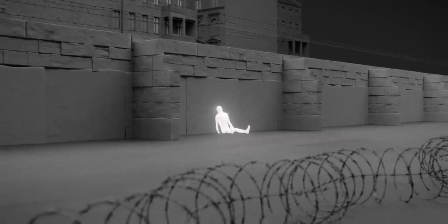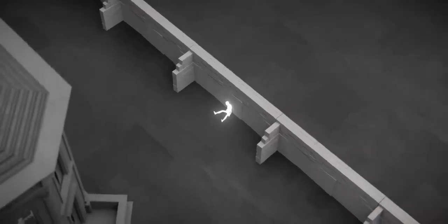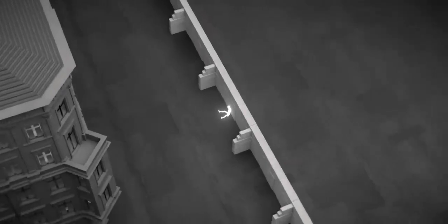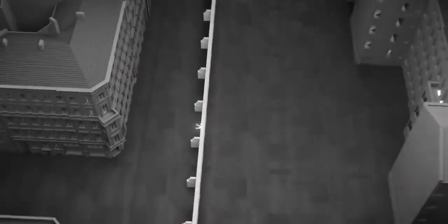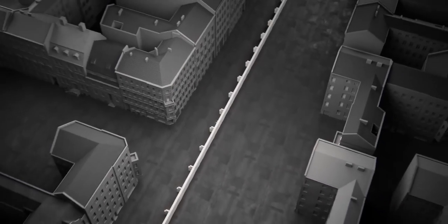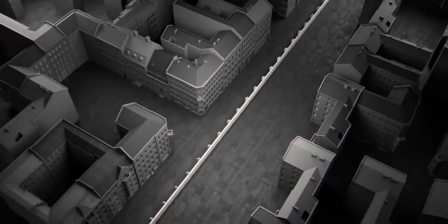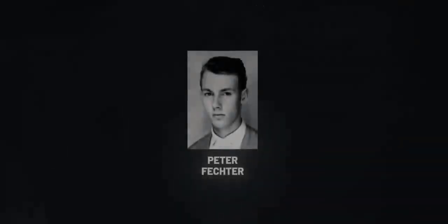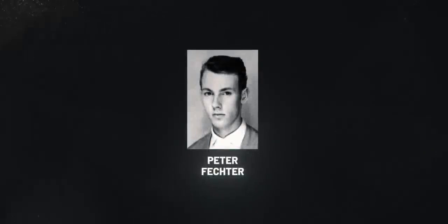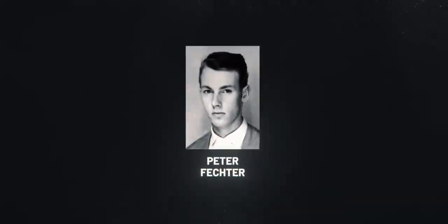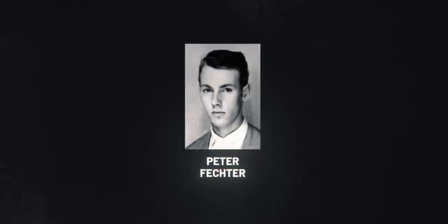An entire 50 minutes passes as a crowd of onlookers gathers to see Peter lying on the ground, slowly dying at the base of the wall. Tragic stories like Peter Fechter's were widely covered in the West. But for the East German authorities, the only lesson learned was to increase the wall.